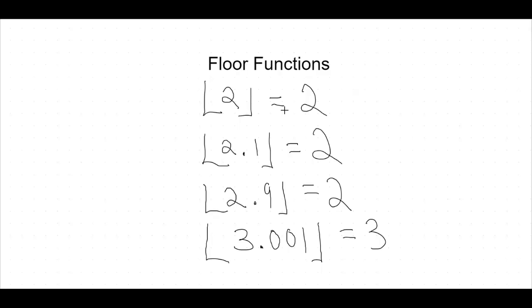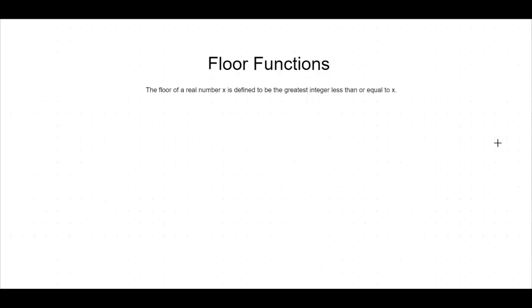Okay, I think it's about time we actually give the actual definition. So here we have the official definition for floor functions. The floor function of a real number x is defined to be the greatest integer less than or equal to x. So x is basically the input that we're plugging in. And what the floor function is spitting out, the output, will be the greatest integer less than or equal to x.